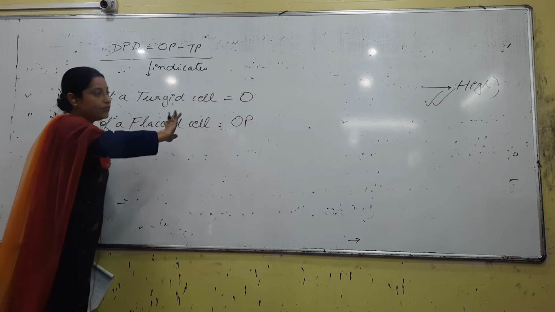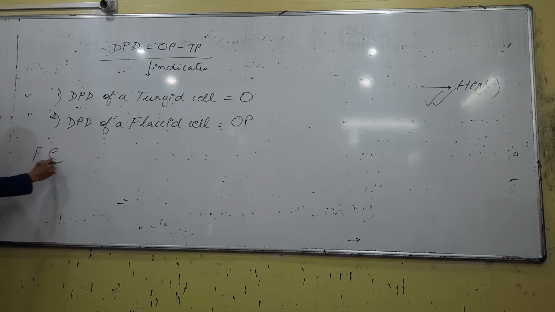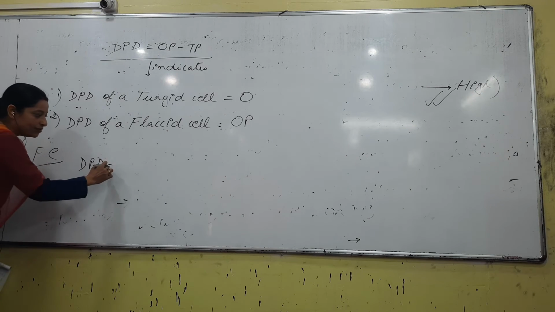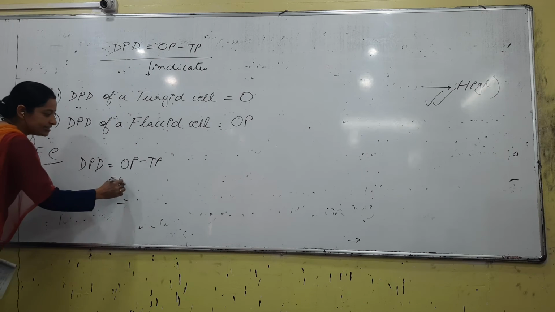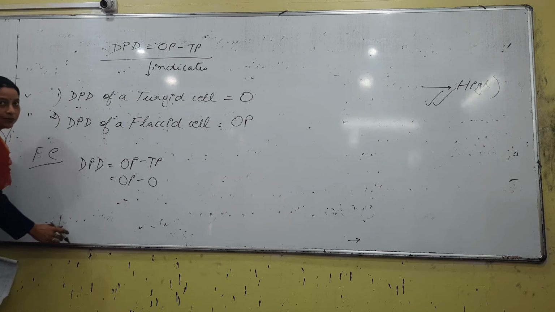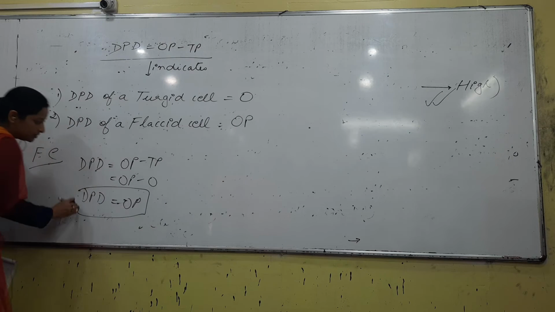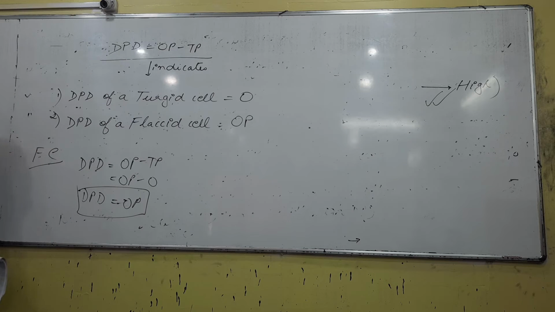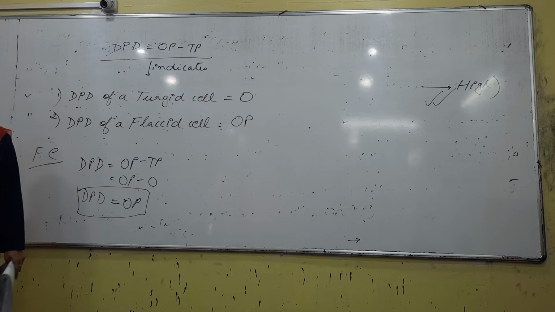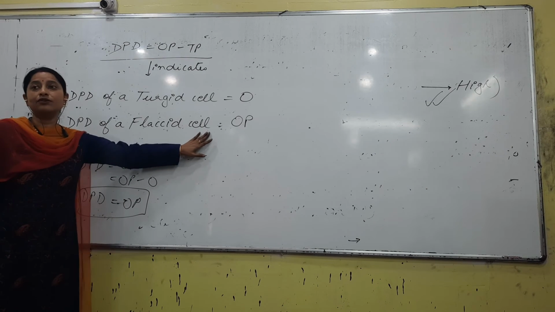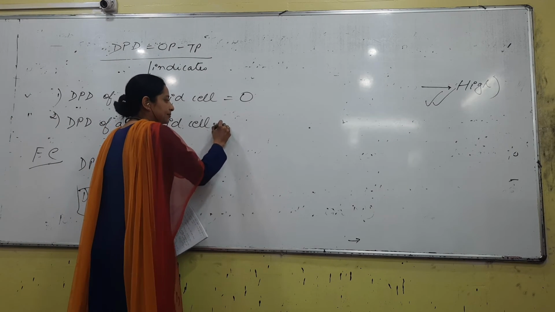Right? If you go by the formula also, in case of a flaccid cell, we have to derive the DPD. How did we derive DPD? The DPD could be denoted as this. Since we are talking about a flaccid cell, it is OP minus 0, right? So it is equal to OP. So what is the DPD of a flaccid cell? The DPD is equal to OP, or it is the amount of solute that is present in the cell that will tell us what is the amount of water it will absorb. So in case of a flaccid cell, how will we write it?